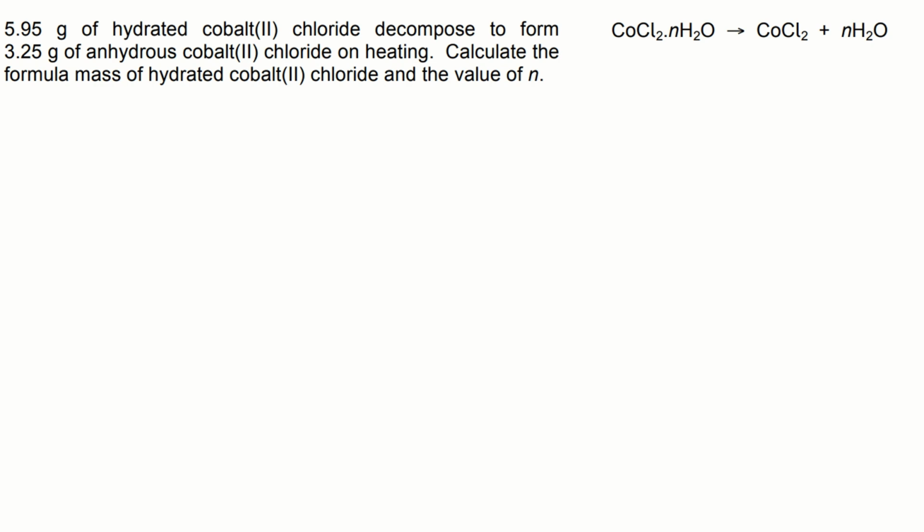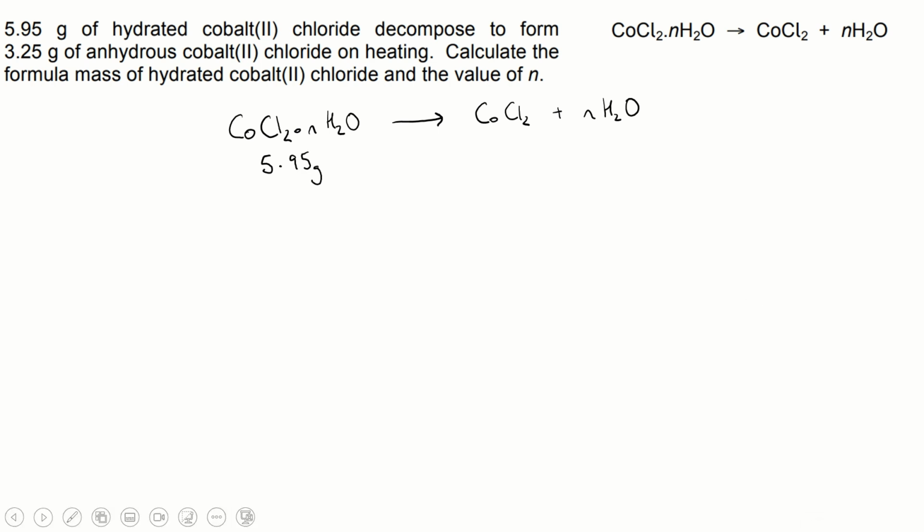Right, so with this one again, we're going to write out the equation: CoCl2.nH2O arrow CoCl2 plus nH2O. Right, now for this one I actually need a periodic table. So I've got one. We're going to write down what they've told us to start with. So they've told us 5.95 grams. We're going to write down 3.25 grams, and water we'll leave for now.